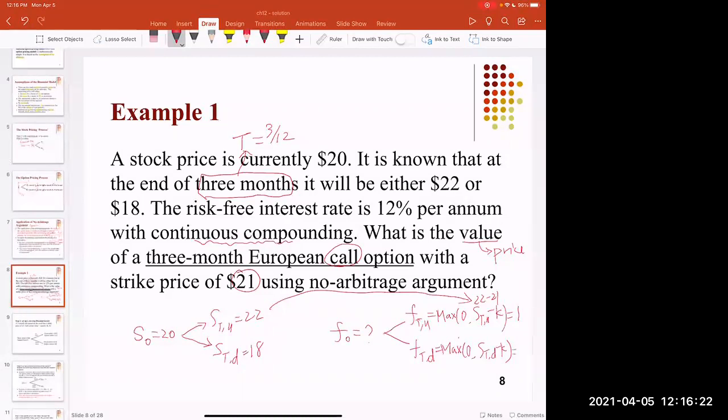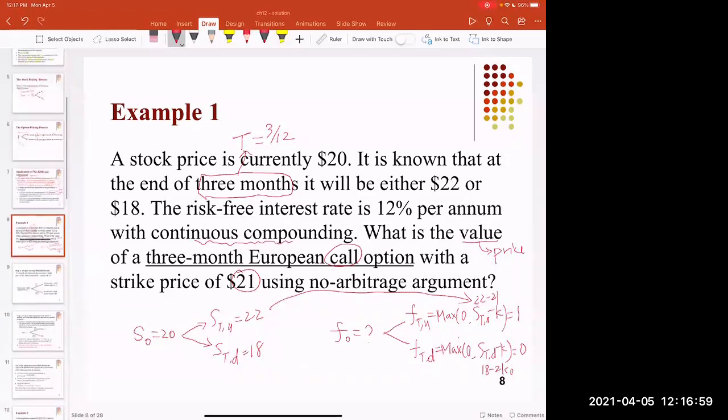Okay, and the other case, when stock price is going down, that's 18, and minus the strike price of 21. Can you tell me what's the payoff for the option when stock price is going down? Is it 0? Yeah, that's correct. Because 18 minus 21 is a negative value, right? So we take the maximum value, which is 0. Good. Okay. So that's a very important part. You need to figure it out separately for stock and for option. Then we're going to combine them in the portfolio.